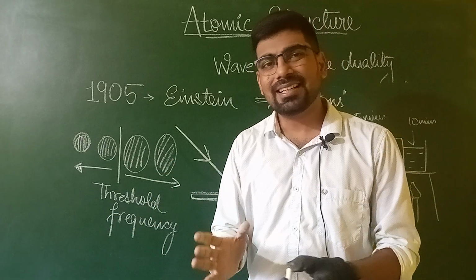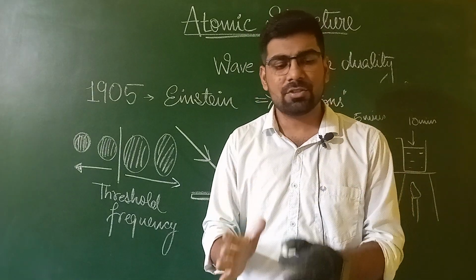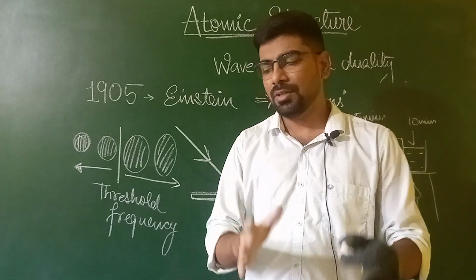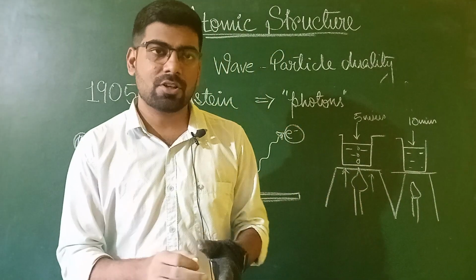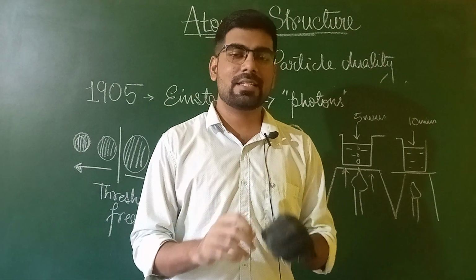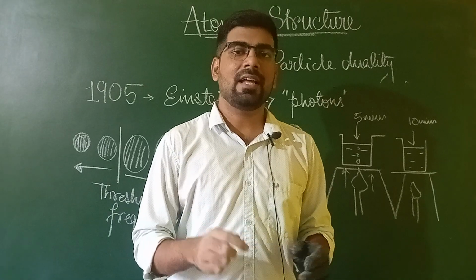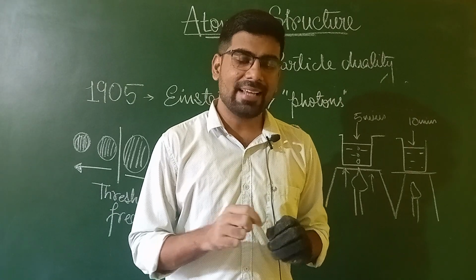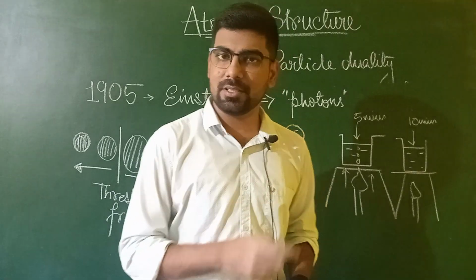Now, how does it come to atom? The next question lies in how this comes to an atom. In this context, it comes to our atomic structure, and with this, we will discuss two scientists: de Broglie's equation and Heisenberg's uncertainty principle.